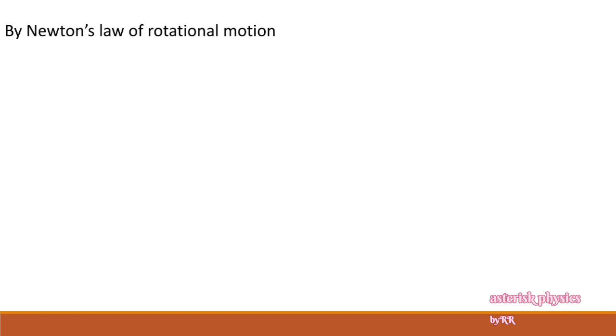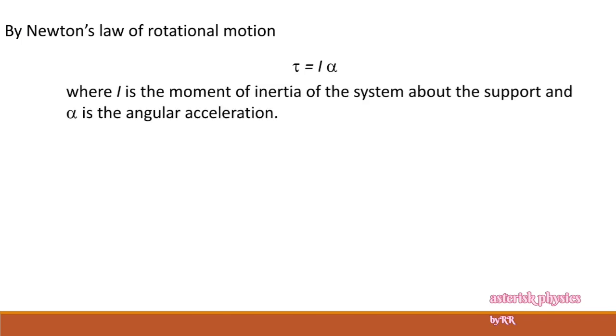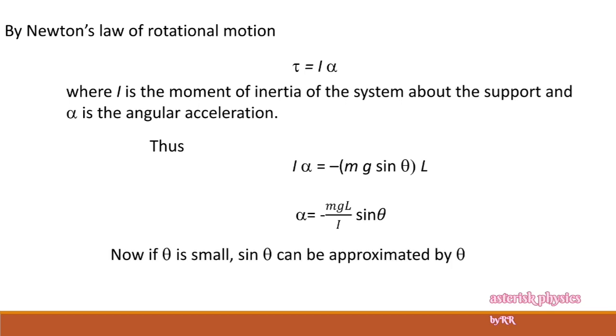By Newton's law of rotational motion, we have torque tau is equal to I alpha, where I is the moment of inertia of the system about the support and alpha is the angular acceleration. Thus, I alpha equals minus mg sine theta into L. That is, alpha is equal to minus mgL by I into sine theta.